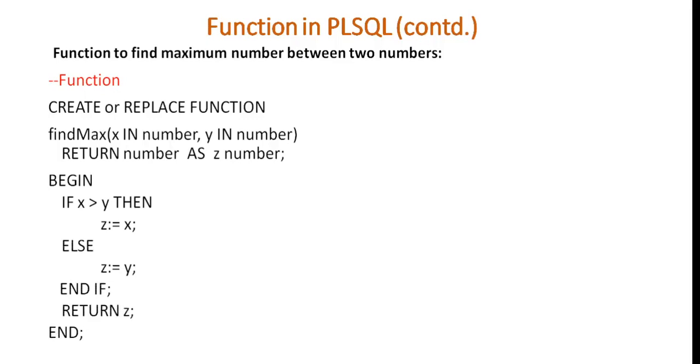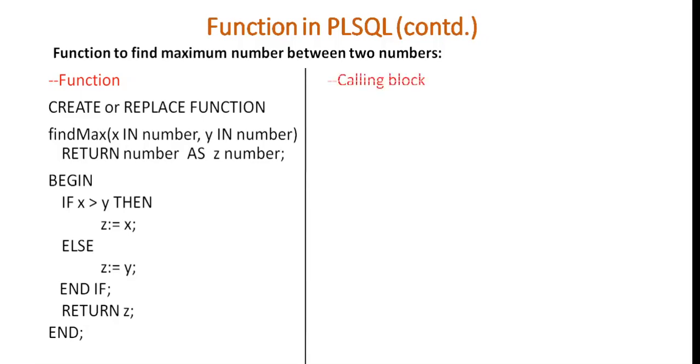See, here we are writing return keyword. In procedure, there is no need to write return keyword. We are just writing out keyword. Okay. But in function, we need to write return keyword. Return z. That is, we are returning the value of z to the calling block.